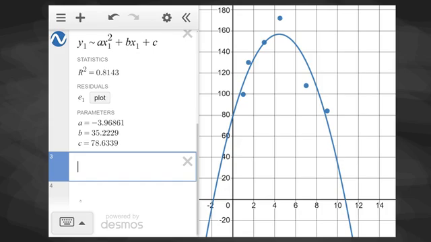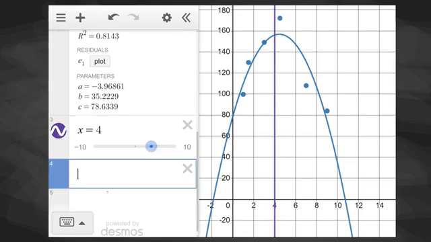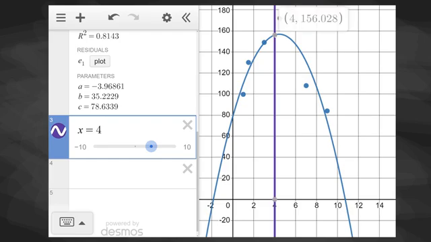This moment is represented by an x value of 4. Let's enter the line x equals 4 to determine where it intersects the curve of best fit. Move the cursor to the intersection of the line and the curve and select the point. The coordinates will appear. The y value is approximately 156.0, so we know that after 4 minutes, the balloon will be approximately 156.0 feet. This is our solution.